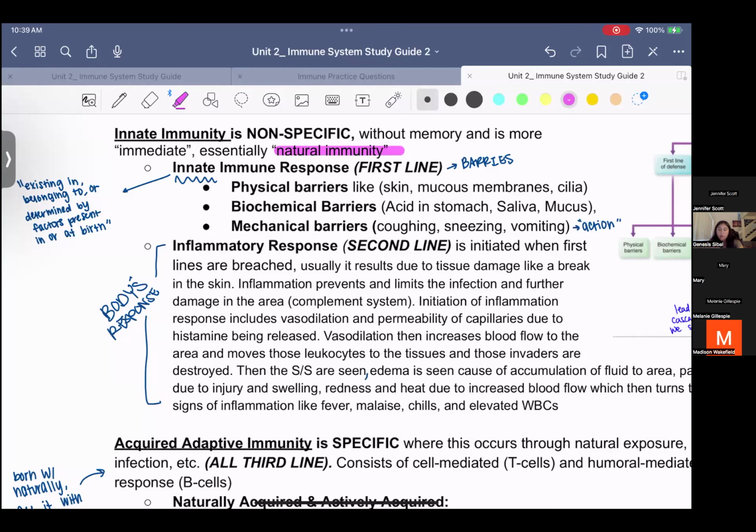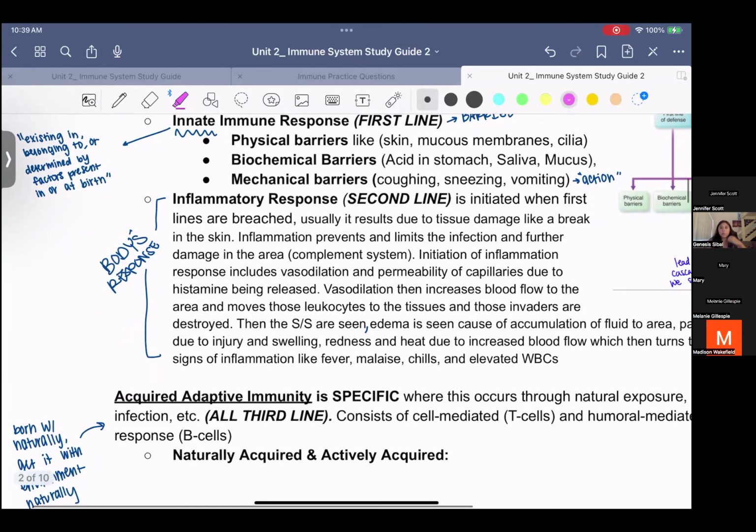So biochemical, and I think it makes sense because chemical kind of ties to acid, kind of ties to fluid. So I would just think about it like that. And then with mechanical, these are actual actions that you're doing. That's how I would think about it. It's an actual mechanical action that you're doing. So coughing, sneezing, vomiting. So again, with the first line, these are things that you just naturally have, you don't have to do anything, you just have them, right?